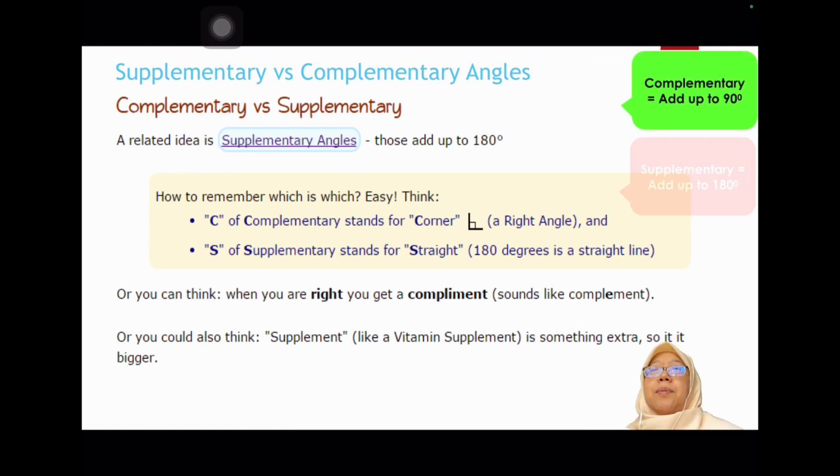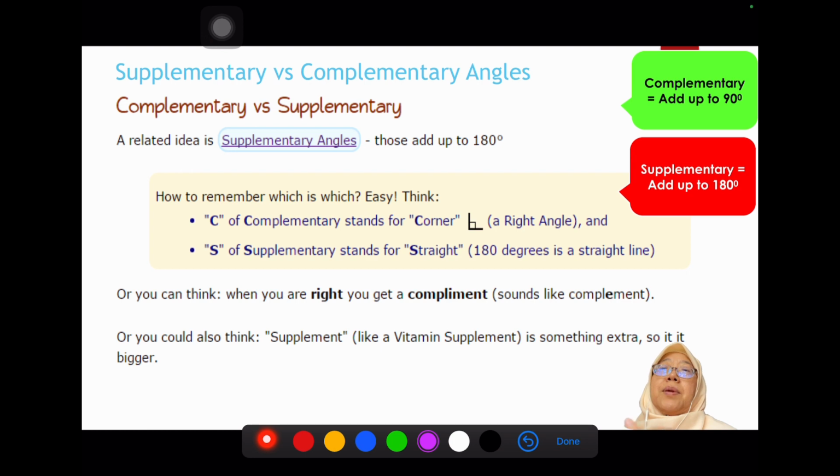Let's look at supplementary versus complementary angles. Supplementary angles will add up to 180 degrees. Complementary angles will add up to 90 degrees. So that's one difference between complementary and supplementary.